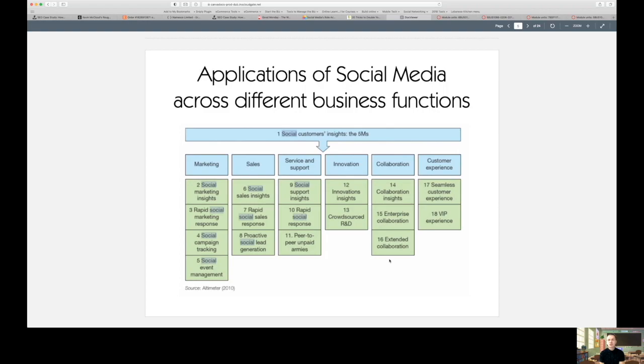Now, when you look at social media today, you think, well, social media should only be part of the marketing team, but actually there's a lot more to it than just part of the marketing team. And the social media customer insights, or what we call the 5 M's, gives you the idea more about it, because it talks about marketing, it talks about sales, it talks about service and support, innovation, collaboration, and customer experience. So social media now is part of every channel you can think of, right? So it's not only part of marketing, it's not only part of sales, but it plays a key role in service and support, a really important role in innovation.